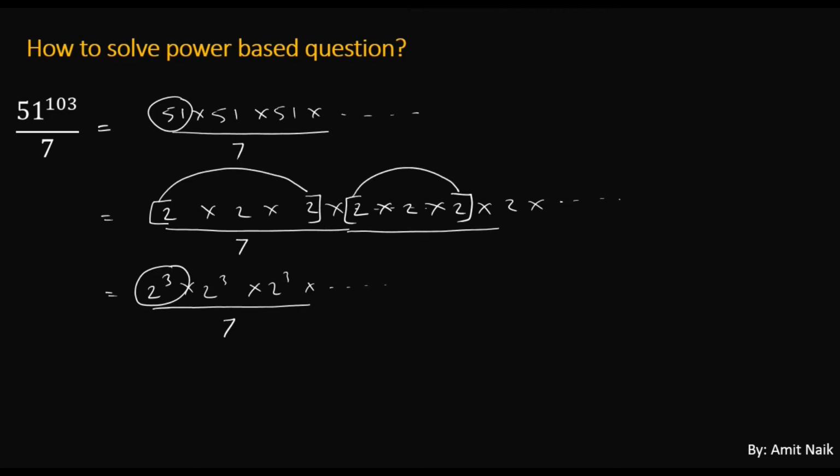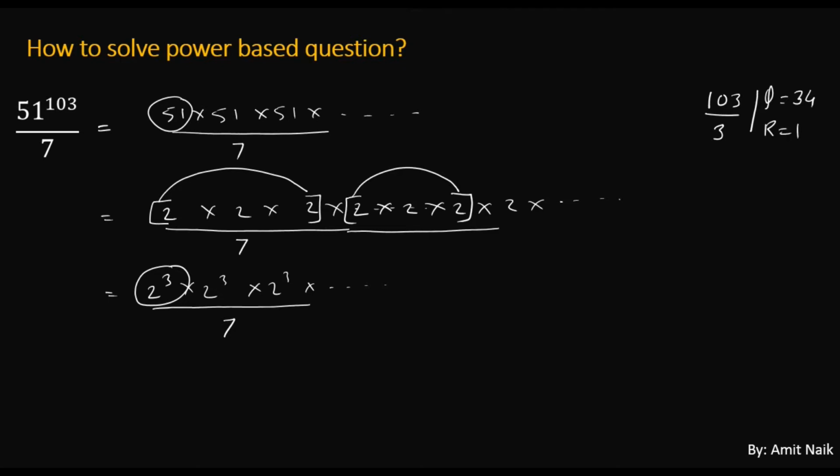Now by practice you will realize how many numbers in the numerator should be combined so that I get a remainder of 1 or minus 1. Now here I am combining 3 of them. So that leaves me with 8, 8, 8. But I need to check how many of these 2 cubes are possible. So how do I decide that? I decide that by the power. The power of the numerator is 103 and the power here is 3. So divide 103 by 3. Now this will give you a quotient. The quotient here would be 34 and the remainder here is 1.